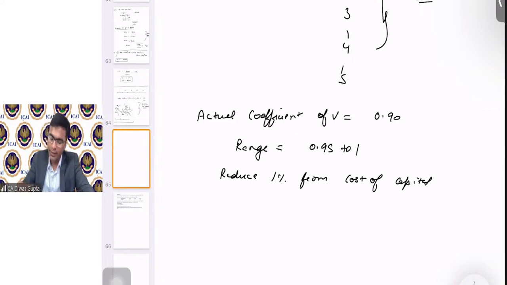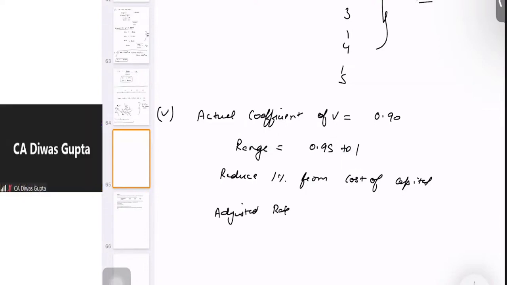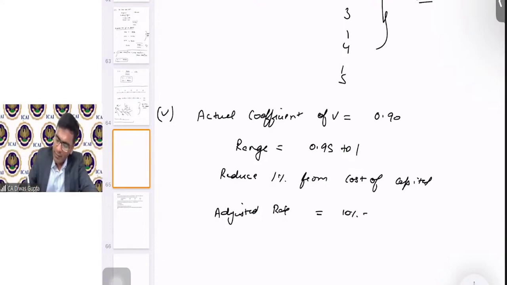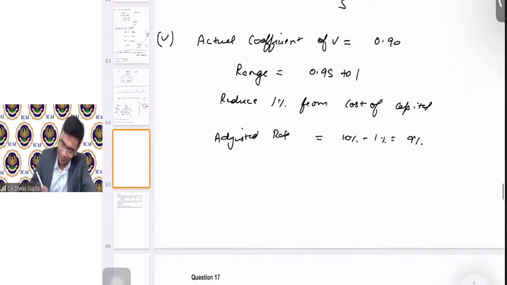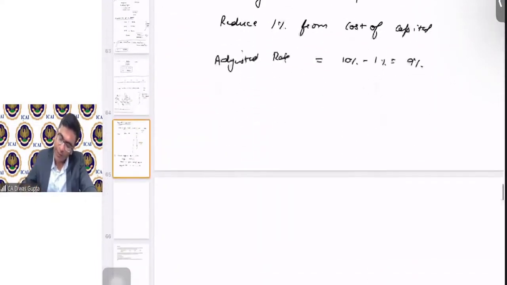Wait, Shruti, I will respond to that. Okay. So as far as the last part is concerned, we are on the last part. So the adjusted rate is 10% minus 1%. Sorry, students, which is 9%, right? So then we have to just take basis 9%.